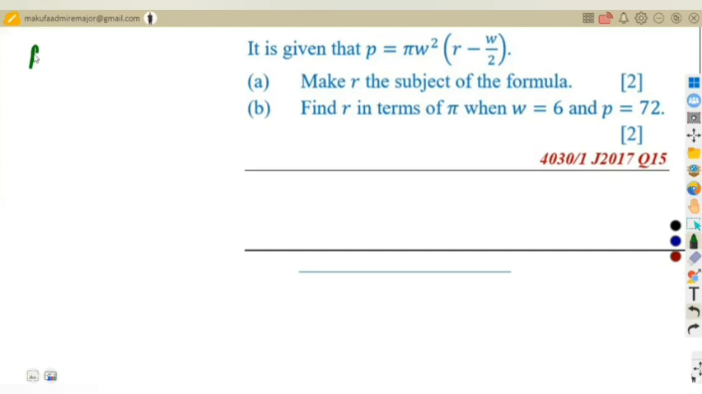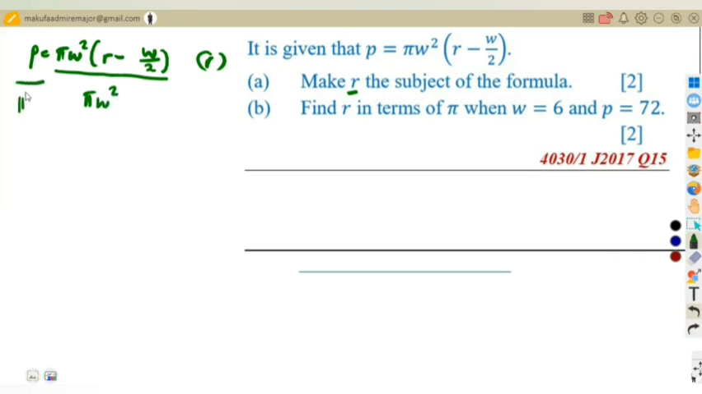So we have p equal to pi w squared into r minus w over 2. You can simply divide, because this part that is outside of the bracket does not have the term we want as the subject, which is r. So we can divide by it. You can divide by pi w squared both sides. So this will cancel, and we are going to remain with p over pi w squared, which is equal to r minus w over 2 after dividing.